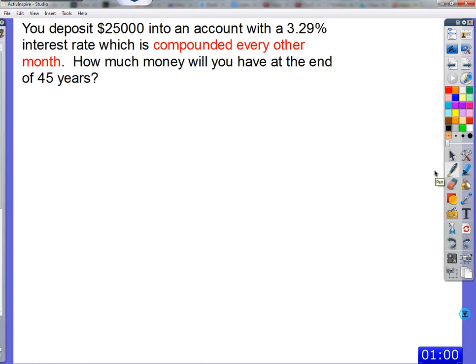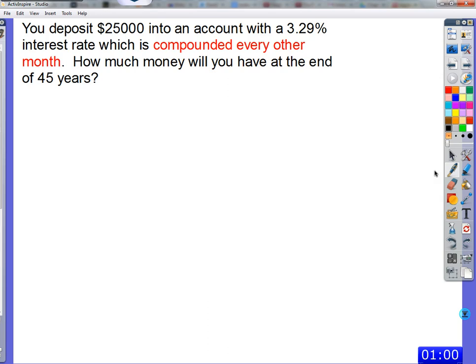So we're gonna put some money in, $25,000, gonna get that percentage rate compounded every other month. What does that tell us? Six times per year. It's gonna compound 6 times per year.